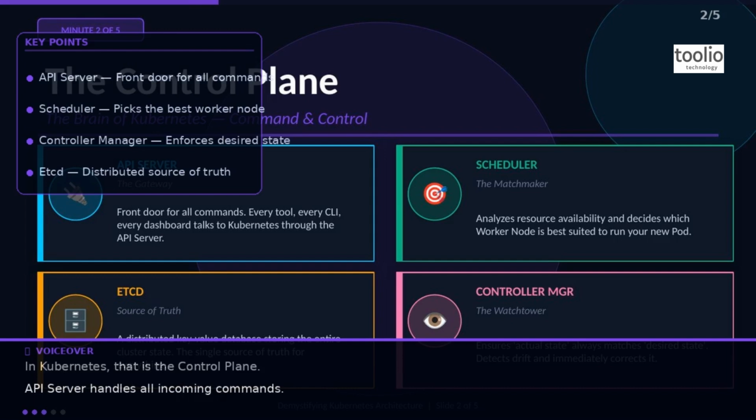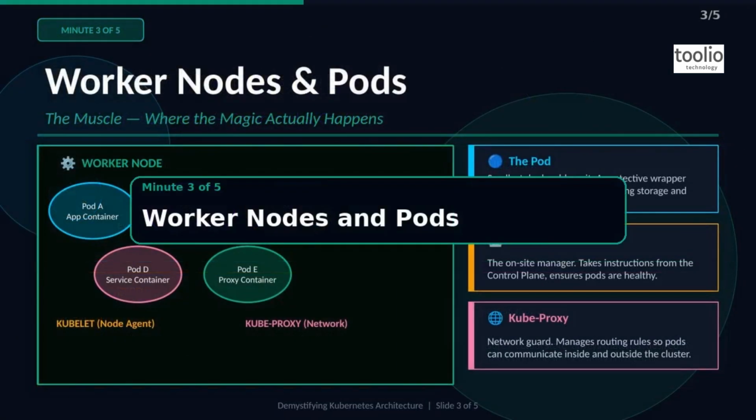Second, the scheduler. Think of it as a matchmaker. When you need to run a new workload, the scheduler looks at all available nodes and picks the most suitable one. Third, the controller manager. This is your watchtower. It continuously checks whether the actual state of the cluster matches what you asked for. If something drifts, it corrects it. And finally, etcd, a distributed key-value database that acts as the single source of truth. Every piece of configuration, every status, every secret, lives in etcd.